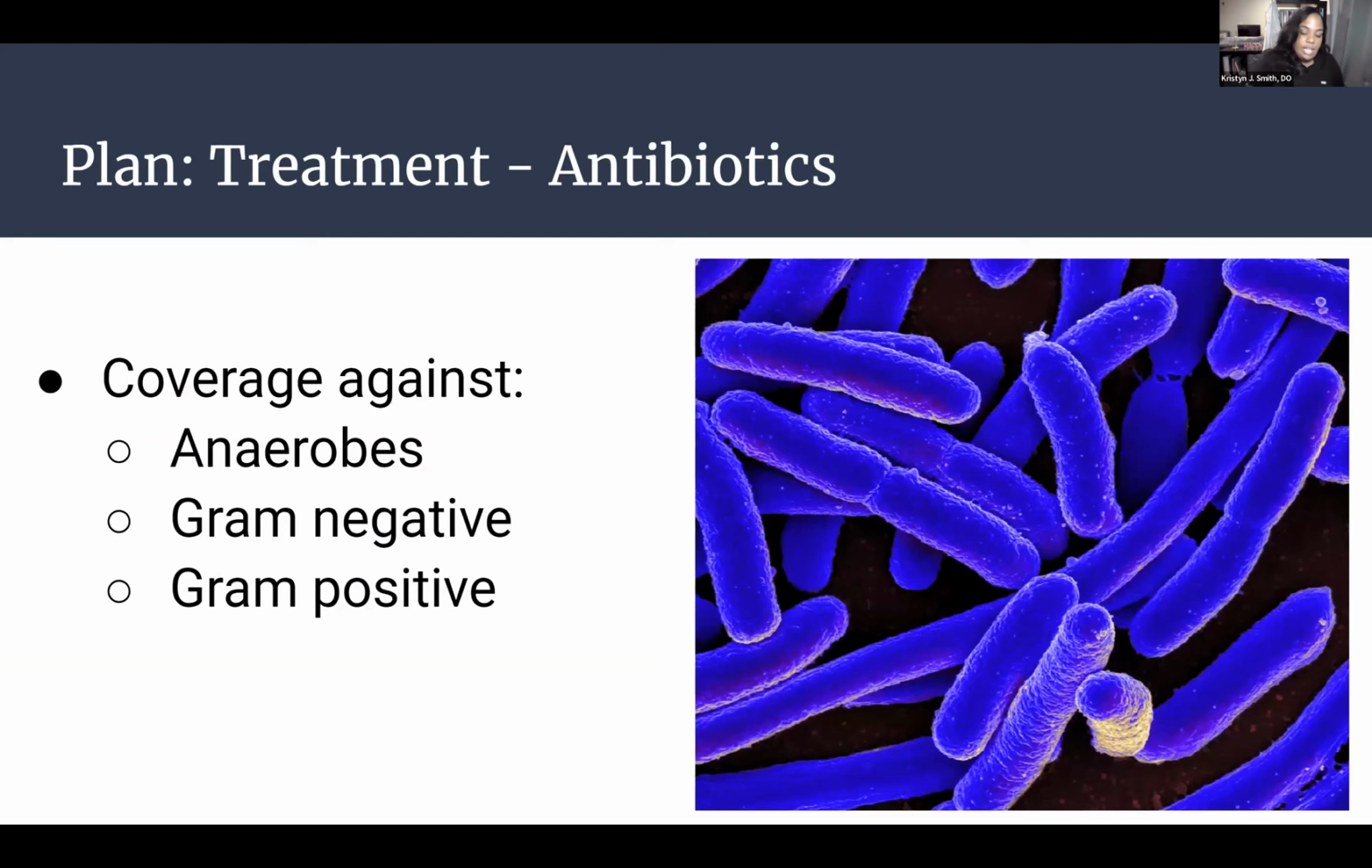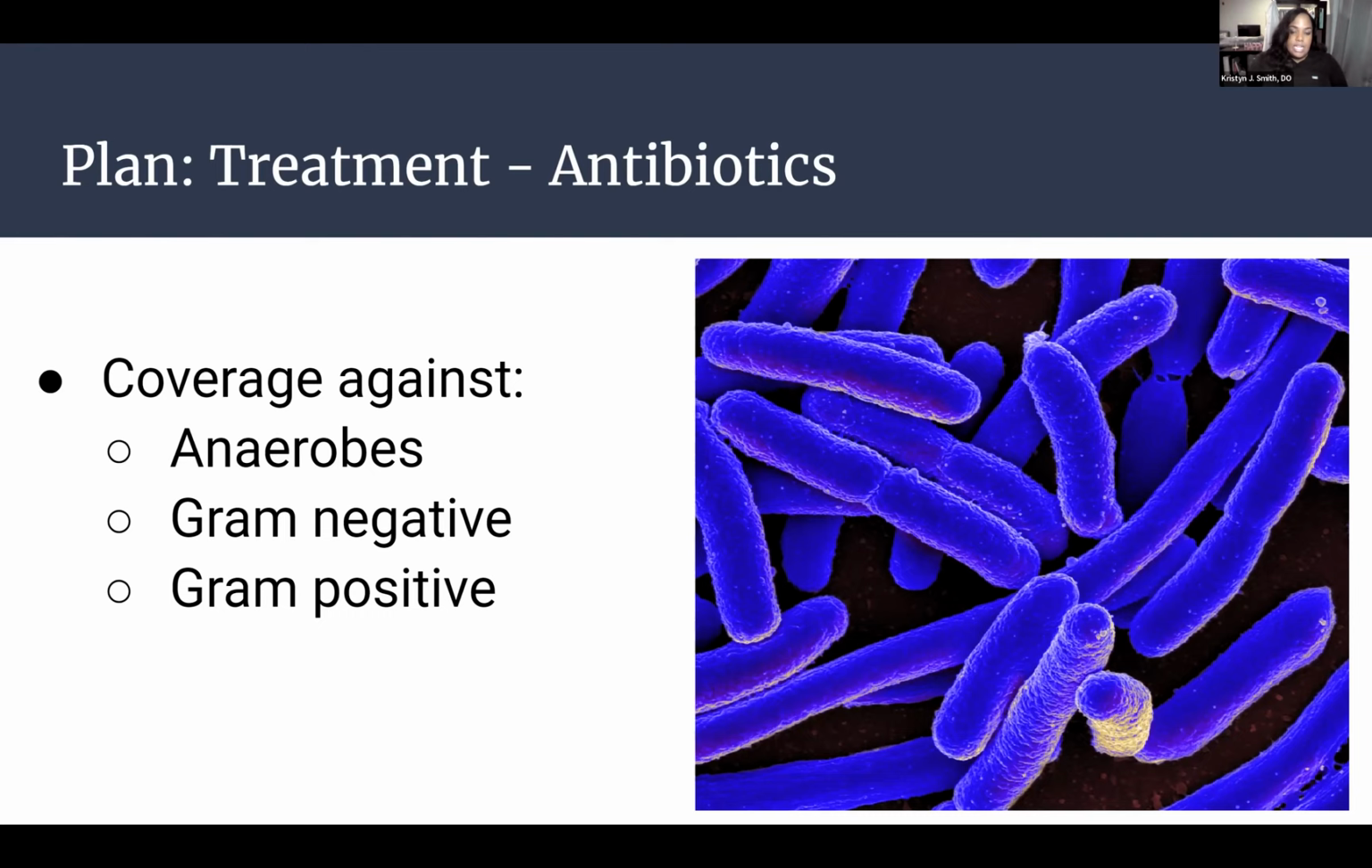For patients who present with an infectious etiology, or they have fever and you're concerned for infection, you want to consider making sure that you're giving antibiotics that cover against anaerobes, gram-negative, and gram-positive bugs. So for abdominal pain, you usually want to think about giving a fluoroquinolone or a tetracycline in appropriate populations. Good go-tos for broad spectrum coverage. I really like a third or fourth generation cephalosporin with metronidazole.